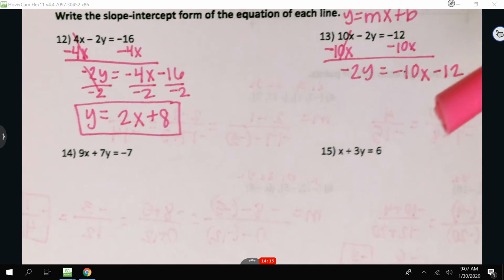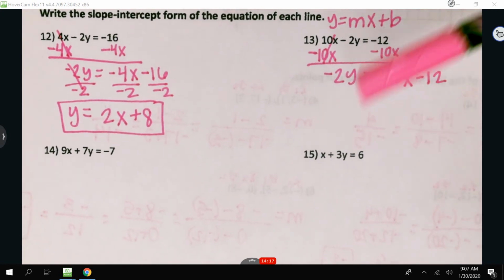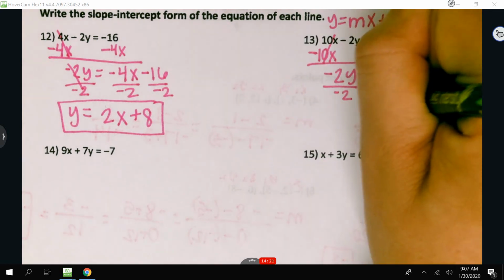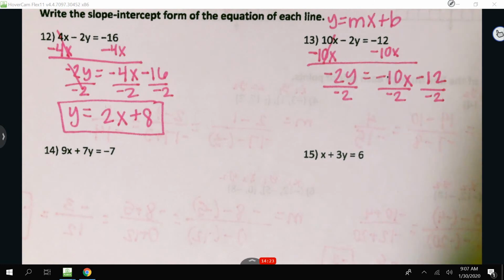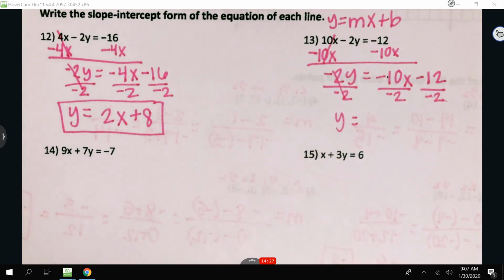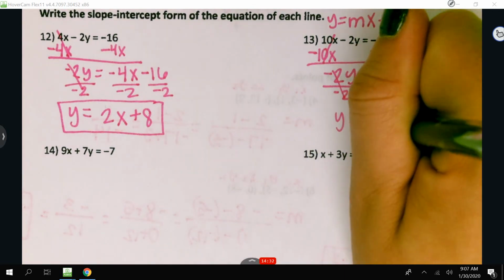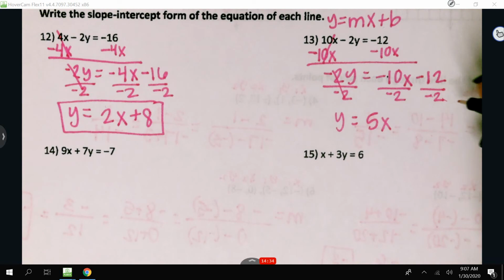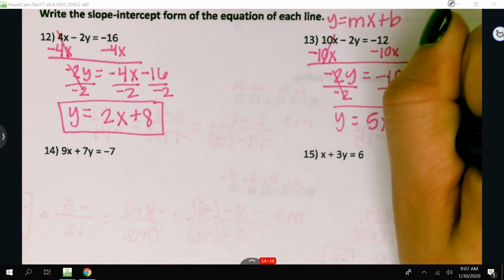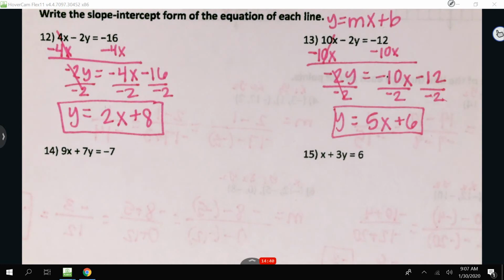Good. What now? Divide everything by negative 2. So you're left with y equals negative 10 divided by negative 2, which is positive 5, so 5x. Negative 12 divided by negative 2 is positive 6. So y equals 5x plus 6. Questions?